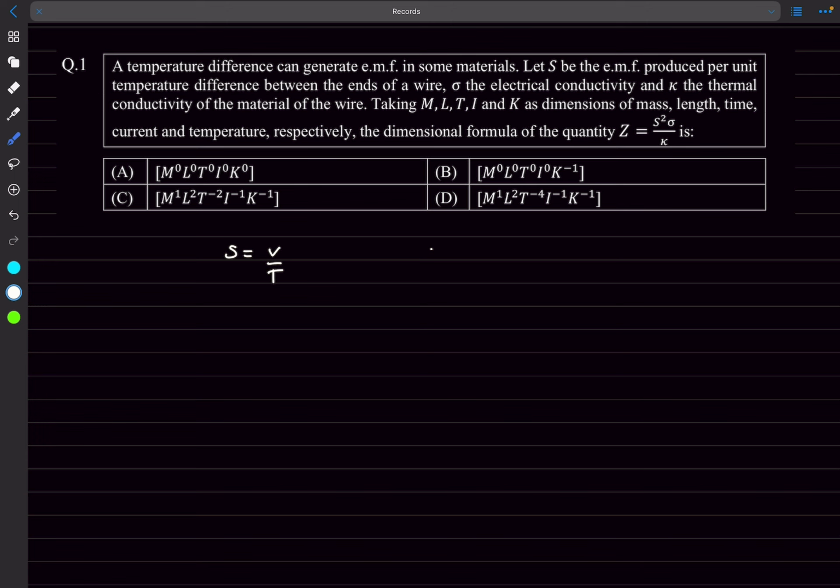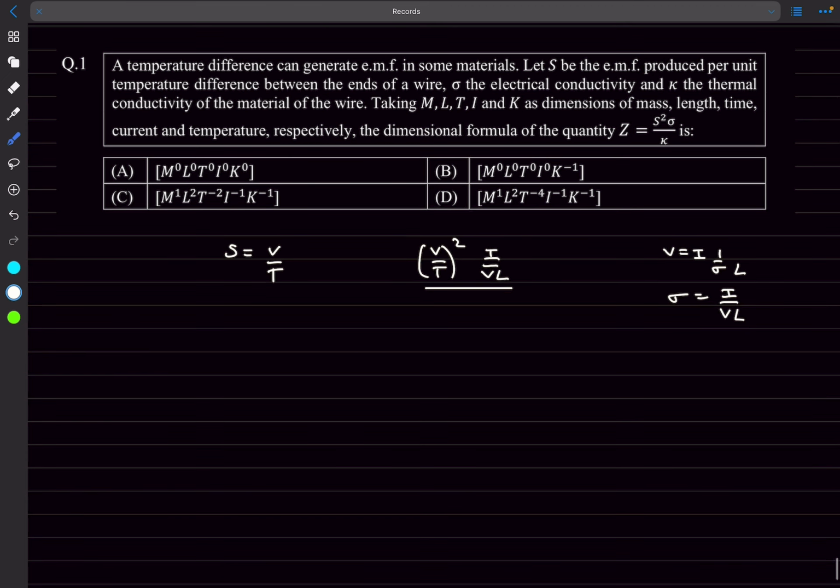Sigma, they're saying, is the electrical conductivity. So we need the dimensions of V by T squared times sigma. Sigma, we can say, so we can write V equals IR. So V equals I times rho, 1 by sigma, times L by A, which is just 1 by length. So sigma is I divided by V into L, and that thing divided by the thermal conductivity.